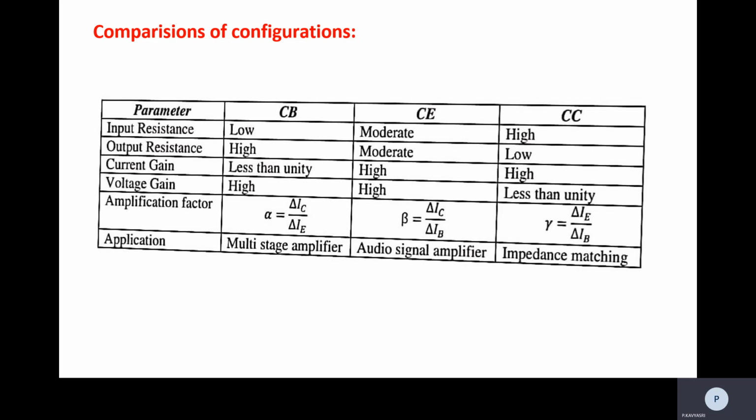And now applications. What are the applications of CB, CE and CC? Where do we use them? CB is used mostly in multi-stage amplifiers. CE is used in audio signal amplifiers. And the last one, CC configuration, is used in impedance matching. Why? Because it has a high input impedance, and CC configuration is also called an emitter follower configuration. So these are the different configurations of a transistor.